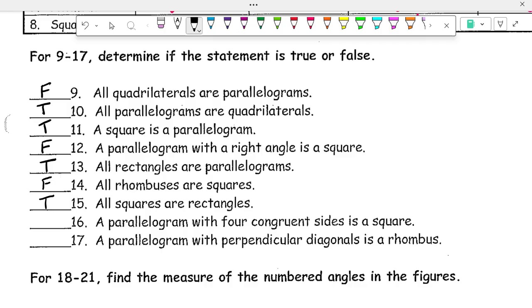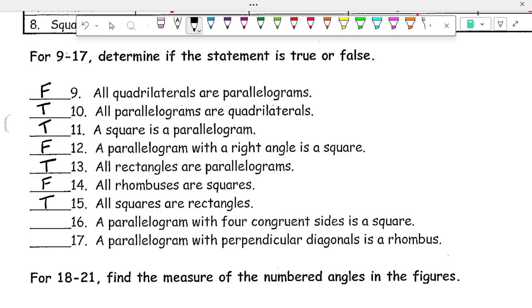Every square is a rectangle, because it has two pairs of opposite congruent sides and it has 90-degree angles. Nope. So, a parallelogram with 4 congruent sides will always be a square. Is that true or false?